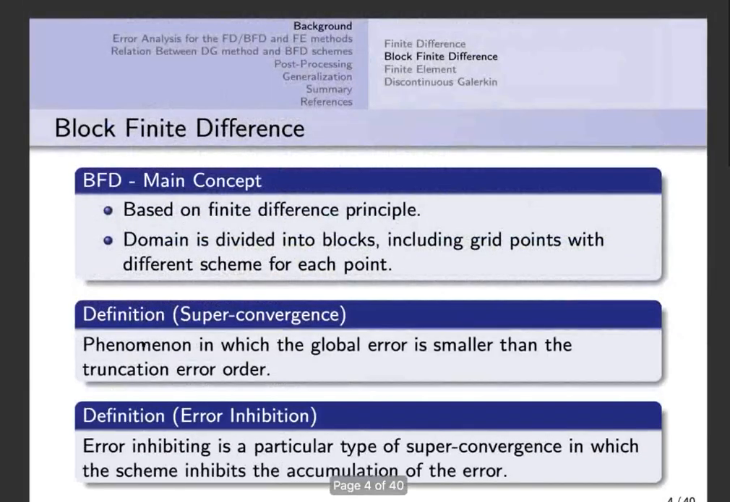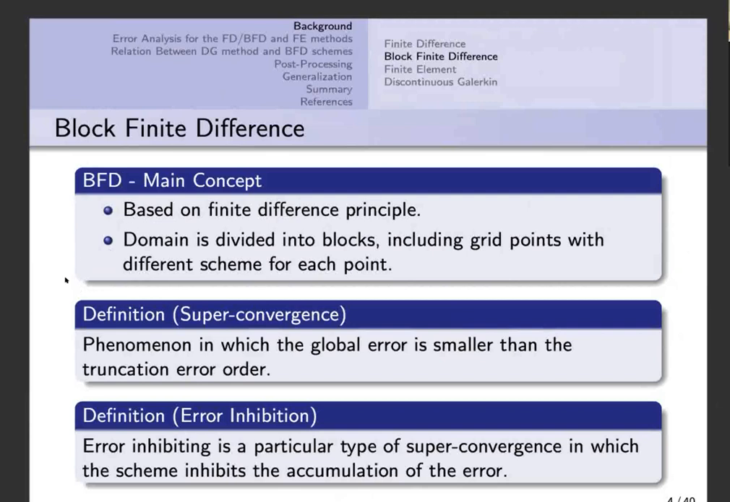So the block finite difference is basically a subtype of the finite difference method. It is based on the same principle, but in that case, the domain is divided into blocks, and each block includes grid points, and on each grid point, there is a different scheme.